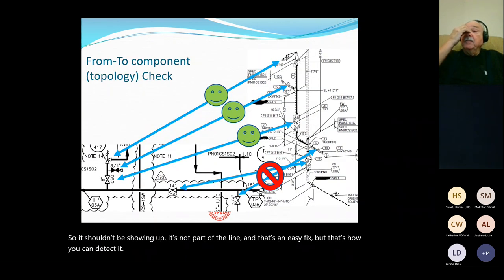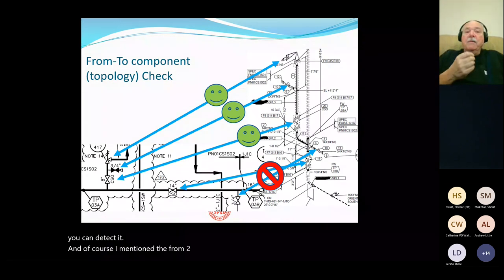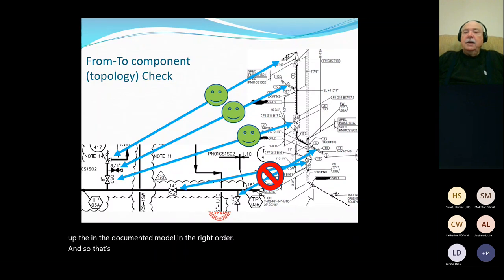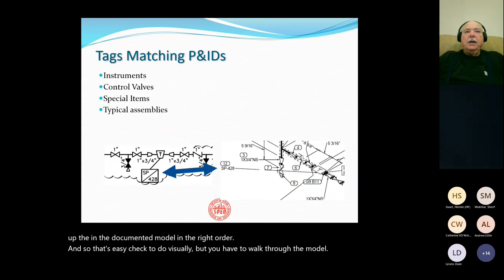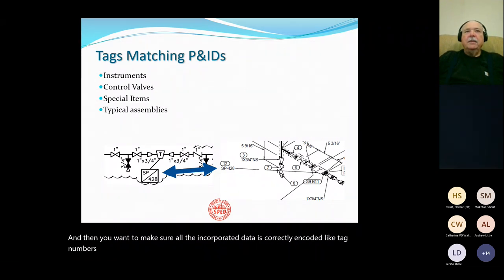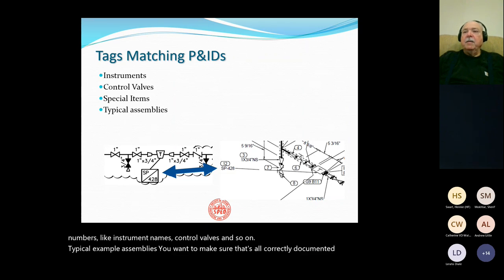And of course, I mentioned the from-to checking, that we want every component to show up in the documented model in the right order. And so that's an easy check to do visually, but you have to walk through the model. And then you want to make sure all the incorporated data is correctly encoded, like tag numbers, like instrument names, control valves, and so on. Typical assemblies. You want to make sure that's all correctly documented because it has to be rendered later.